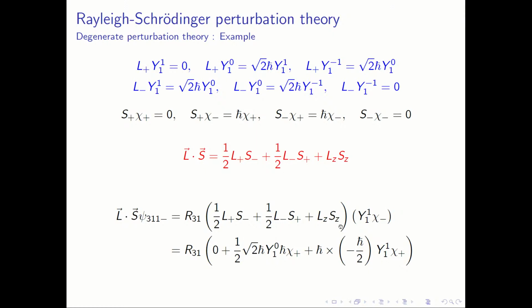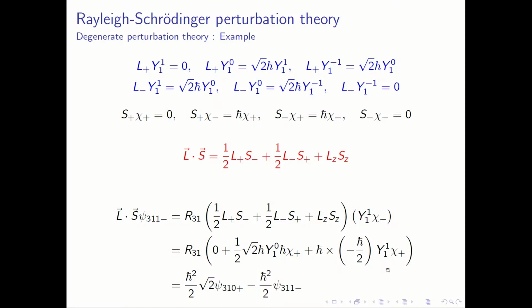So this is what you get. Similarly, LZ SZ is pretty straightforward. LZ gives you just 1 ħ and SZ gives you minus ħ by 2. Putting all these together, apart from a factor of ħ squared by 2, which is there in both the terms, you get root 2 times Psi 31 (that's common) with ML 0, MS plus, so Psi 31 0 plus, and here you get Psi 31 1, and this is a typo, this has to be chi minus, so Psi 31 1 minus.